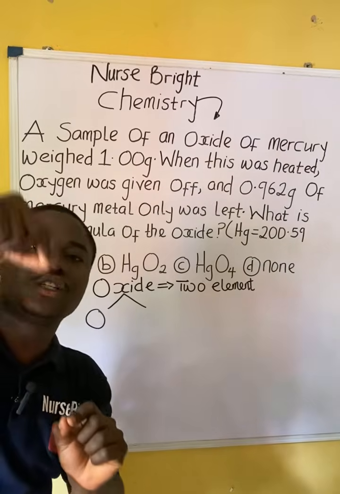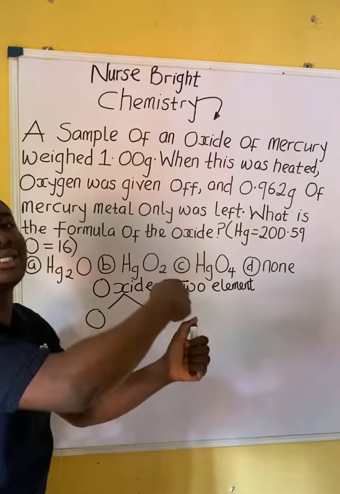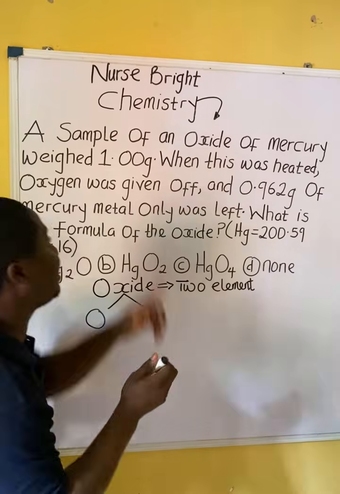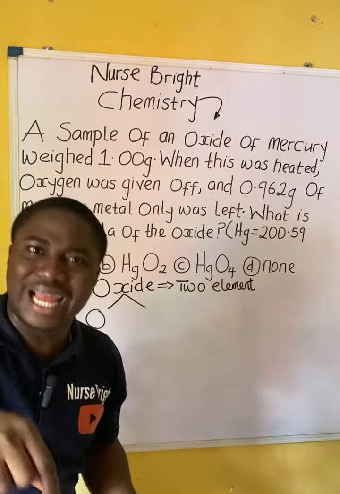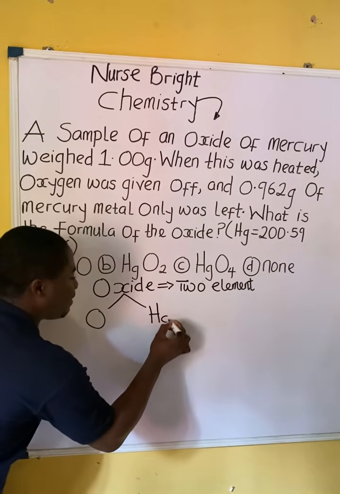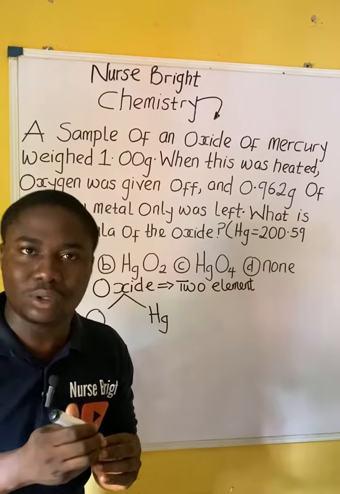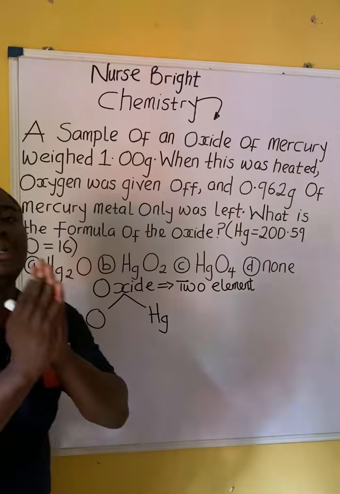But in the course of this question, they said oxide of mercury. So this oxide is made up of oxygen and mercury as an element. Mercury is an element, so you should note that. Mercury is symbolized as Hg. If you don't know that before, know it from today. Mercury is symbolized as what? Hg.